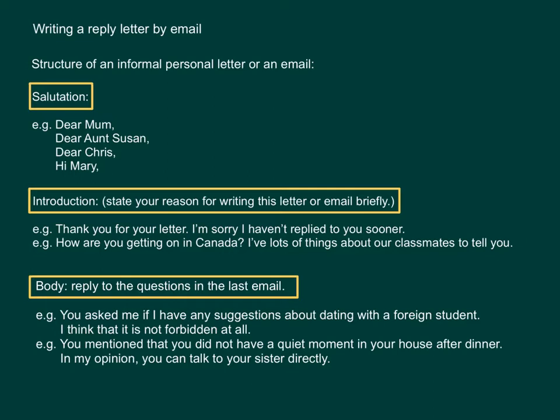We come to the body. Reply to the questions in the last email. Take for example, you ask me if I have any suggestion about dating with a foreign student. I think that it is not forbidden at all. Another example, you mentioned that you did not have a quiet moment in your house after dinner. In my opinion, you can talk to your sister directly.